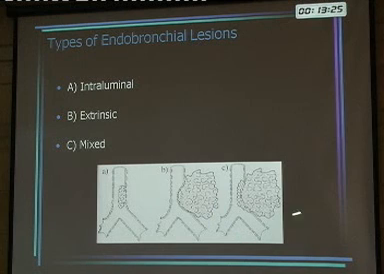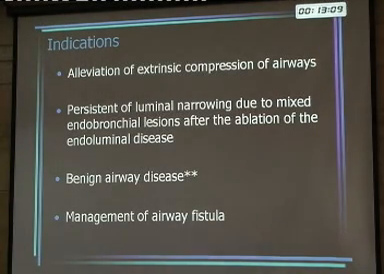In type C, you probably use combined modalities, where you remove the endobronchial disease with heat therapy such as laser or electrocautery, then supplement that with a stent placement to relieve the extrinsic compression. The indications for stenting are alleviation of extrinsic compression of the airways, and luminal narrowing due to mixed disease, as I just showed you in example C. Benign airway disease I'm not going to discuss too much in this talk because this is a malignant disease talk. And then management of airway fistula.